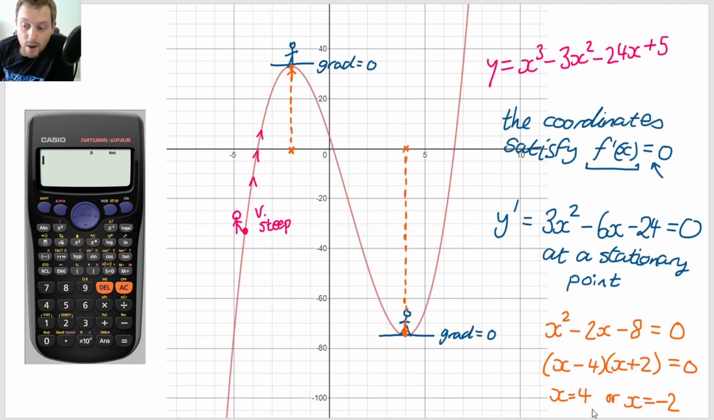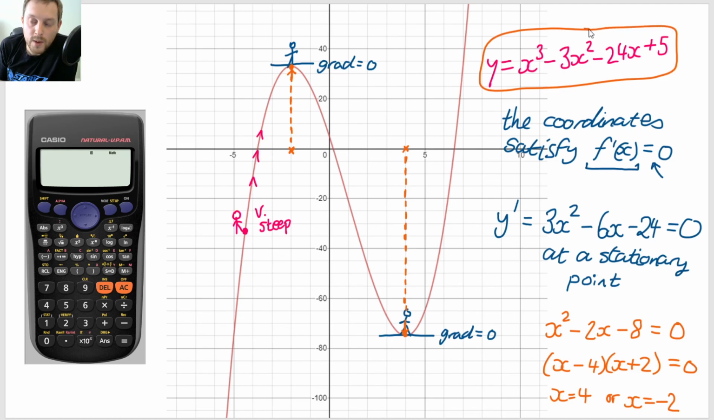So what are the coordinates then? So you need to plug 4 back into this thing. And you also need to put in minus 2 into it as well, right? Remember, if you want the coordinate, you're dealing with the actual original graph. If you plug it into dy by dx, then of course you're going to get 0, right? So that's not the thing you want to plug it back into. So I'll use the calculator then.